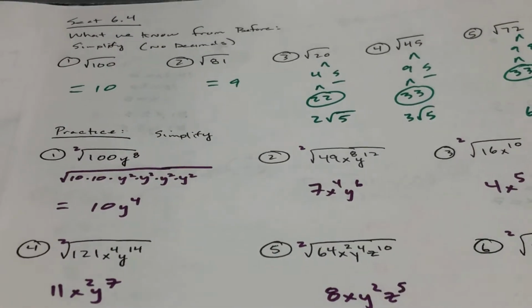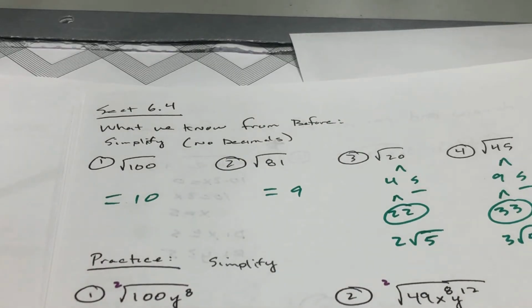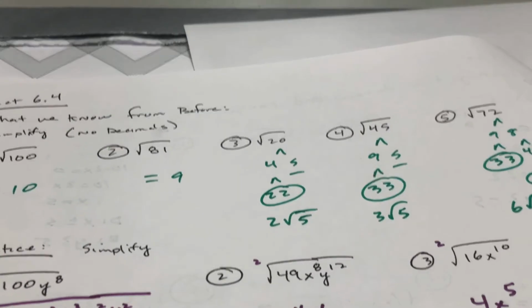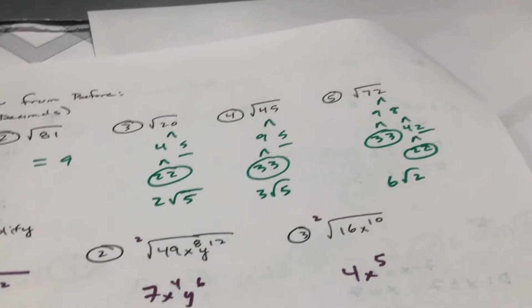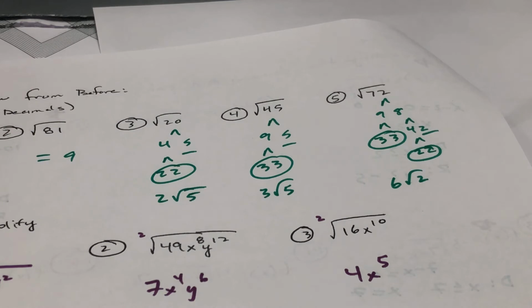All right, here we are on section 6.4, which is pretty easy. Simplify, no decimals. Square root of 100 is 10. 10 times 10 is 100. Square root of 81 is 9. That's how we break down roots. 4 times 5. 4 is 2 and 2, so 2 root 5. Square root of 45. 45 is 9 and 5, and 9 is 3 and 3, so we got 3 root 5. And there's 5. Pair of 3, pair of 2 break out of jail. You have 6 root 2.